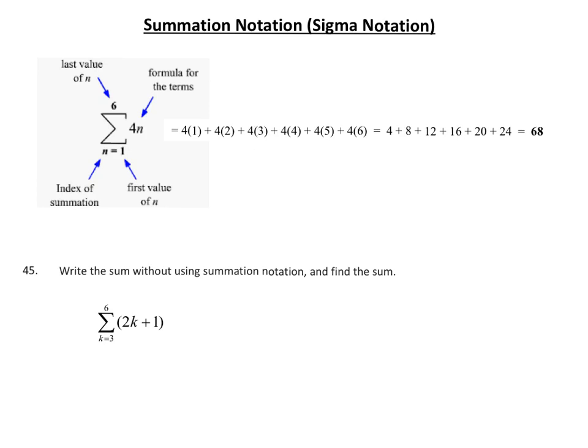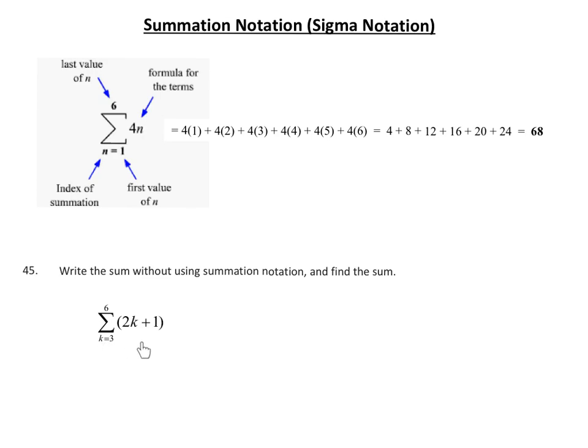How do we know when to stop? We're going to stop once we plug in the number on top of this sigma symbol right here. So once we plug in a 6, so 4 times 6. And then we want to add all these together. So 4 times 1 is 4, 4 times 2 is 8, 4 times 3 is 12, and so on: 4 times 4, 4 times 5, and 4 times 6. We add all these together, and that will give us 68. So 68 is the sum of 4n from when n equals 1 to when n equals 6.